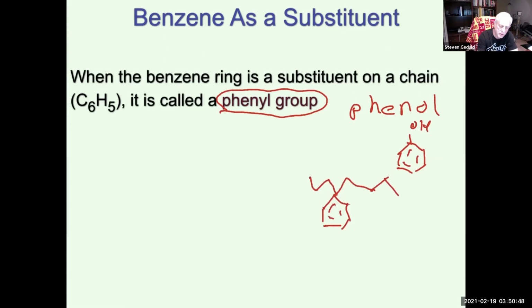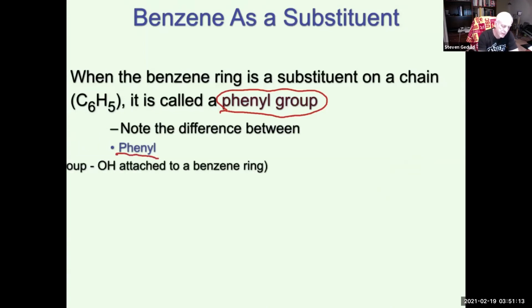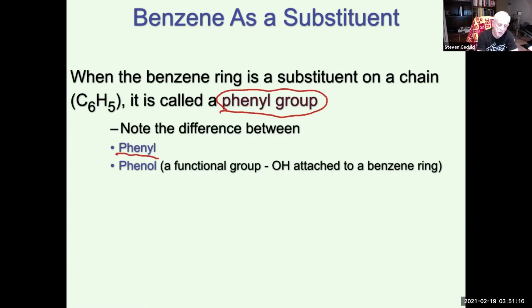Okay, there's your line structure, and it has phenyl groups attached to it. It's called a phenyl group when it's attached. It's called a phenol when there's an OH group on it. Don't get those confused. I know it's easy to confuse them. Note the difference: phenol is when the OH group is attached to the benzene ring. Phenyl is when it's a substituent, just like methyl or an OH group, attached to a hydrocarbon chain. And we'll give you some examples.